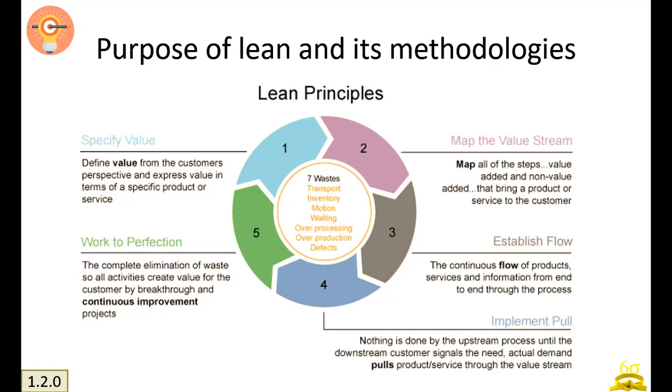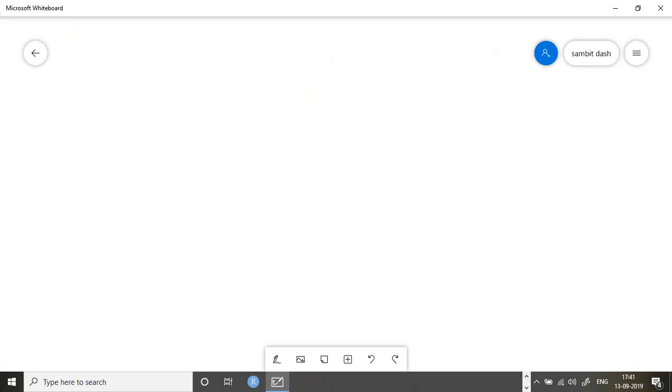Now, what is the purpose of Lean, right? To understand the purpose of Lean, you have to understand this at a process level. So suppose for any process, the first thing is value, right? Let's call this value.